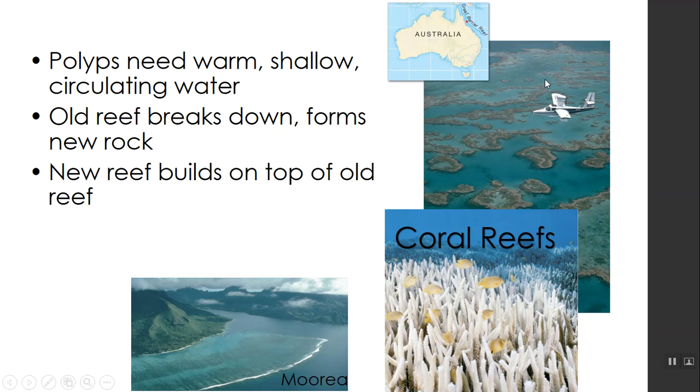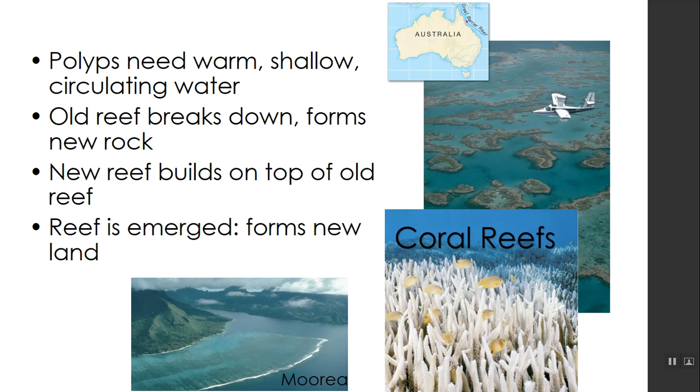And here's a picture of the Great Barrier Reef in Australia. This is in Moorea in the Pacific. Beautiful, beautiful landscapes. And if you've never seen a coral reef and you have the opportunity to snorkel at a coral reef or dive, I highly recommend it. You will see some amazing, amazing things. So when that reef emerges, either from the sea level going down a little bit, or just from this coral reef constantly growing, you get new land.